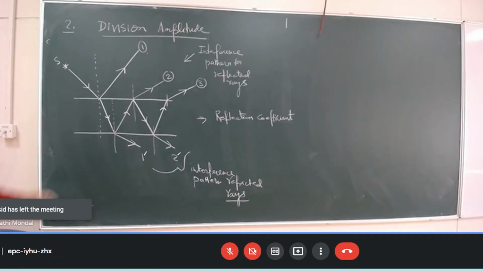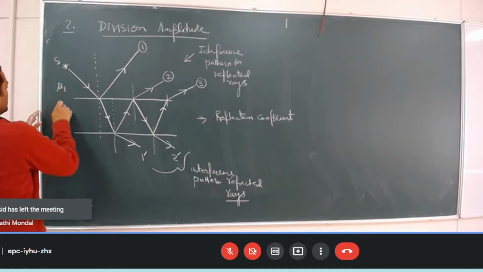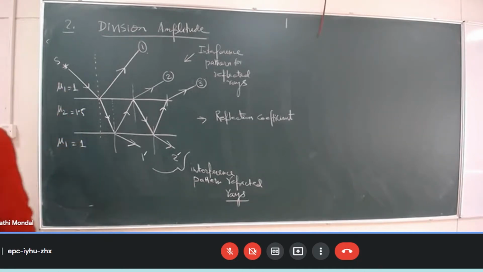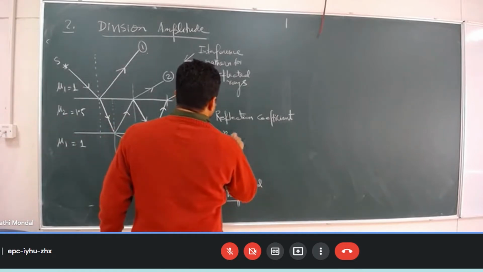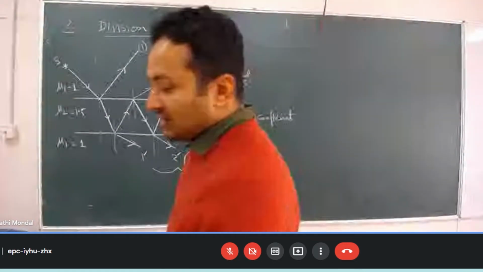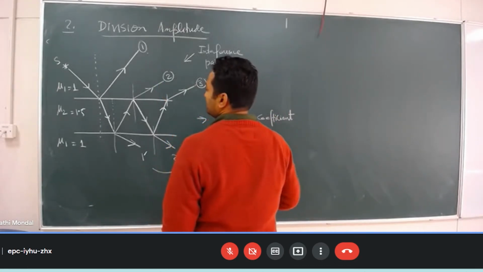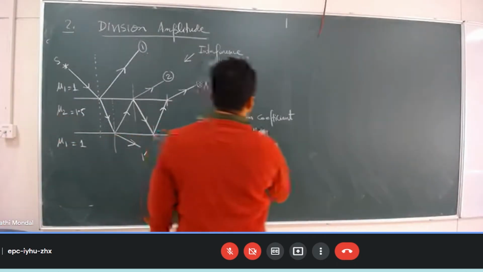So now, as I've said, this is mu1, this is mu2, and again this is mu1. Let's say this is 1, this is 1.5 glass, and this is again air. Okay, so the reflection coefficient R you can define as mu1 minus mu2. Actually it's better to write the difference.